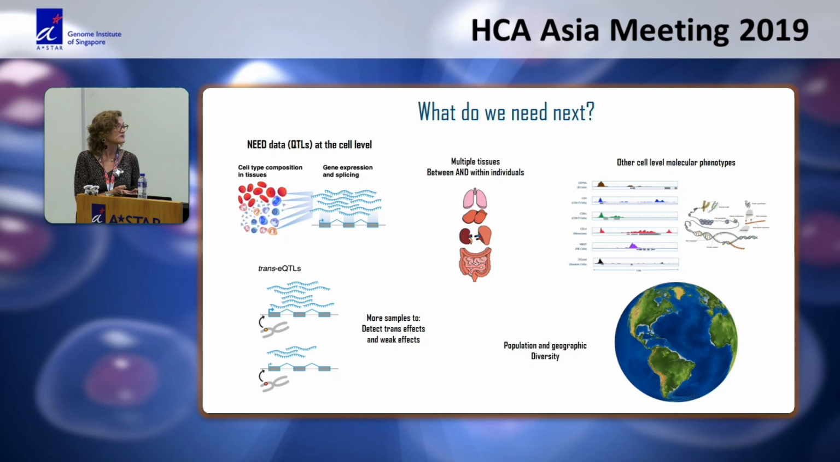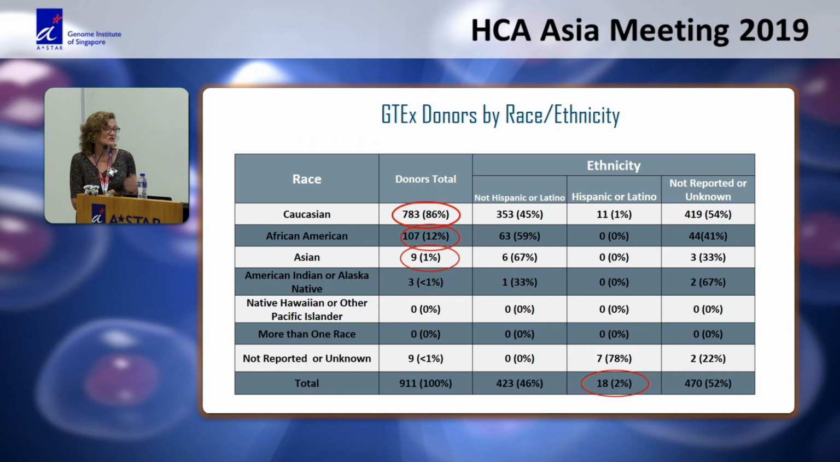And then finally, what we really need is population and geographic diversity. So Shyam showed this morning and basically set the tone for this. GTEx, like many other big genomic studies, is not very diverse. This is an old study. It doesn't have the complete set of donors, but it hasn't changed much. In essence, 86% of GTEx donors are white European in origin. We have only 12% African American, 1% Asian, 2% Hispanic.